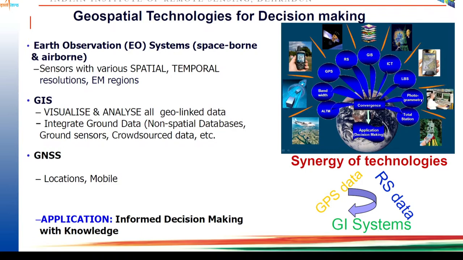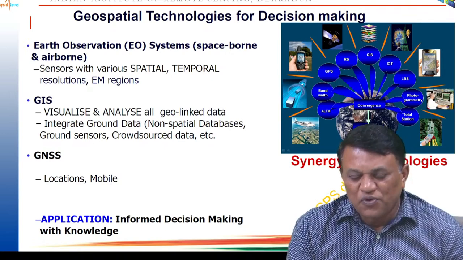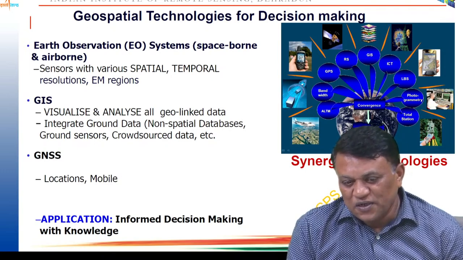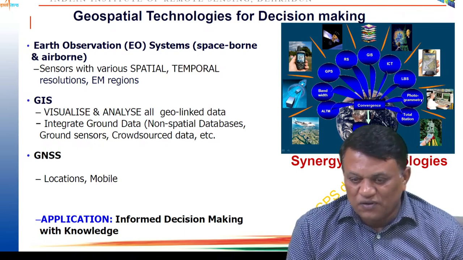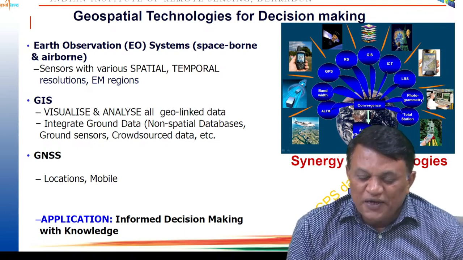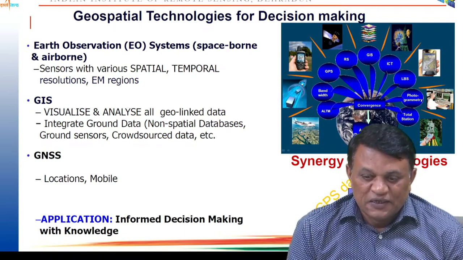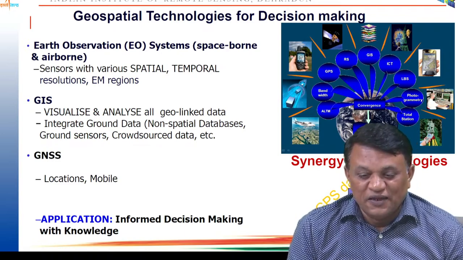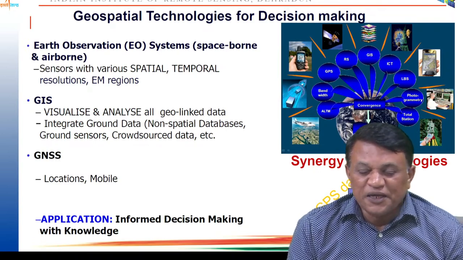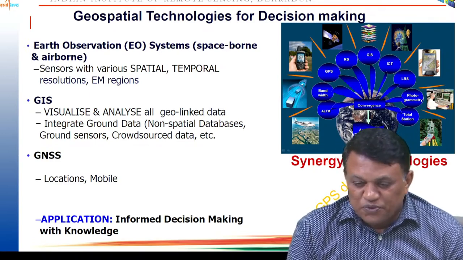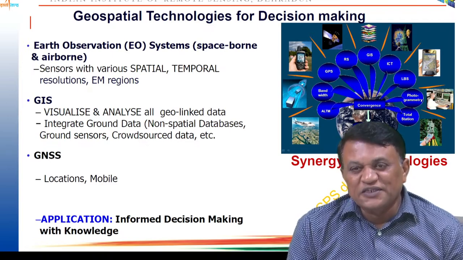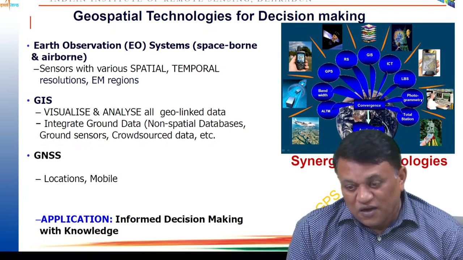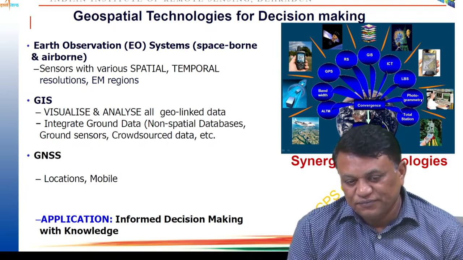Earth observation, mainly satellite, has different kinds of attributes like spatial resolution, temporal resolution, and spectral resolution. Spatial is mainly the ability to resolve a minimum area on the ground. Temporal means how frequently a particular area is being imaged. Spectral resolution means the number of spectral channels or wavebands within which information about the agriculture crops is being acquired.